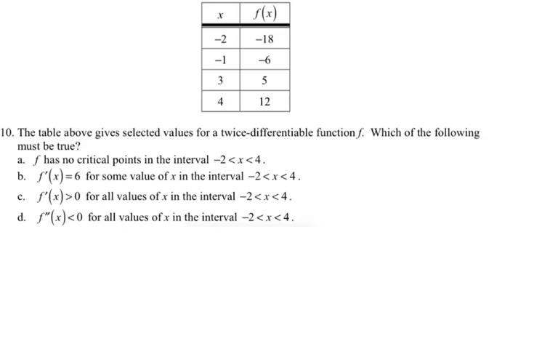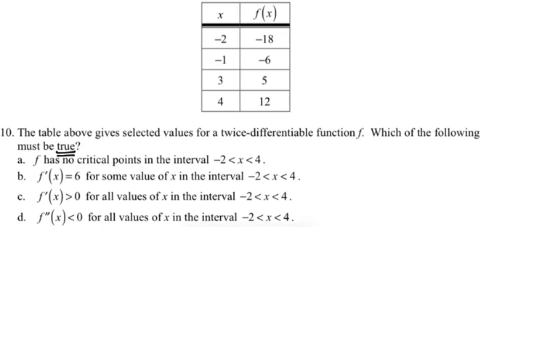So number 10, the table above gives selected values for a twice differentiable function f. Which of the following must be true? Okay, so this is actually multiple choice. So key thing here, we're looking for something that is true. So what do we know? Just look at all the values. The function is definitely twice differentiable, which means the function is continuous, and the derivative is differentiable, which means the derivative is continuous. All of that's good to know.